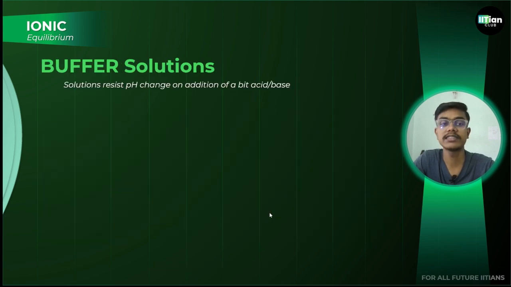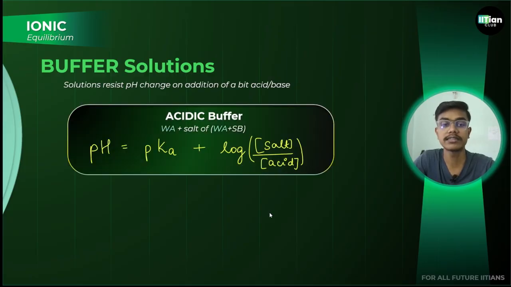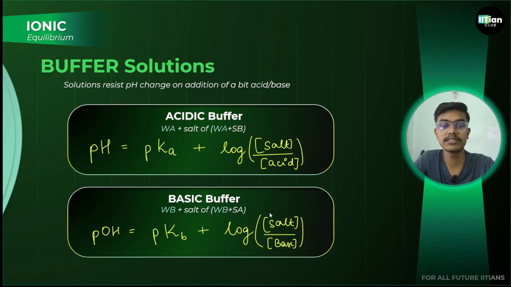Next, we have buffer solutions. These are solutions which resist pH change on addition of a little bit of acid or base. We have two buffer solutions. One is acidic buffer, wherein we have weak acid plus salt of weak acid plus strong base, and the pH is given by this relation, pKa plus log of salt concentration divided by acid concentration. Next, we have basic buffer, which is a combination of weak base and a salt of weak base plus strong acid. The pOH of the solution is given by the relation pKb plus log of salt concentration divided by the base concentration.